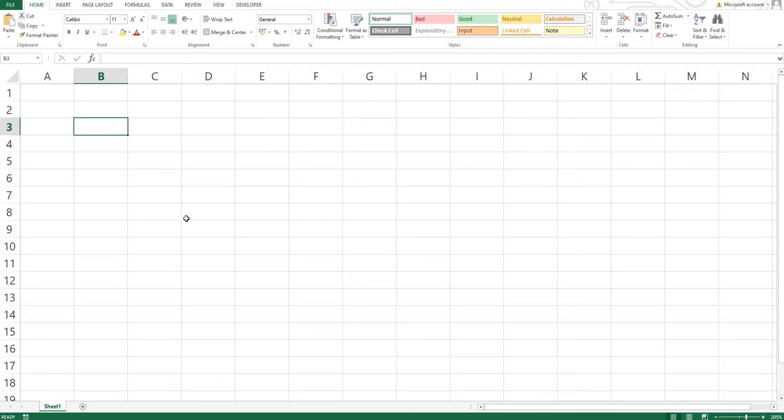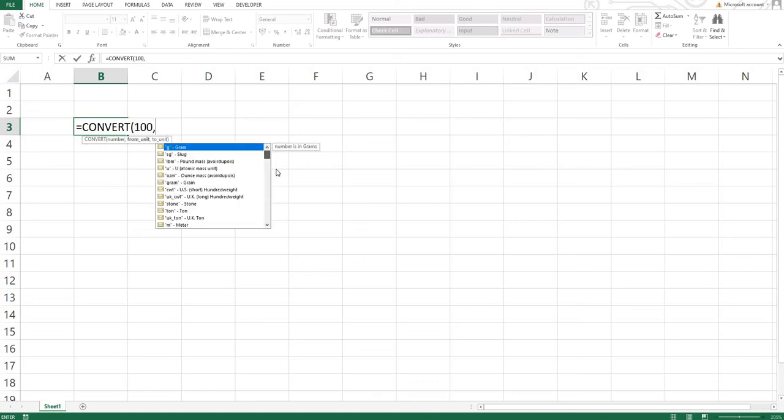Now the function I'm talking about is the CONVERT function, and the syntax of this function is very simple. It just takes three inputs. First is the number, second is from_unit, which is the unit in which the number is right now, and to_unit is going to be the unit in which you want the number to be.